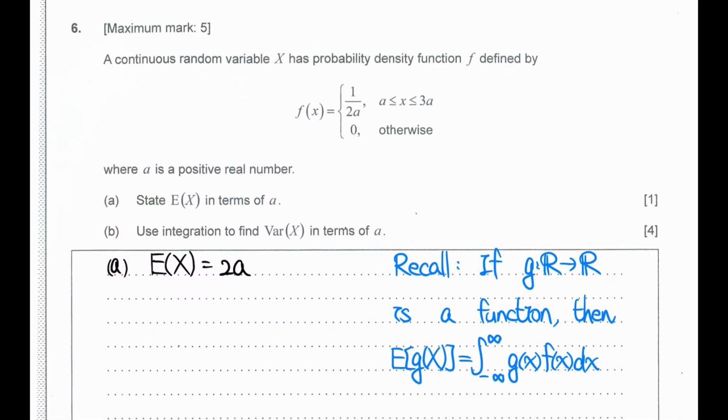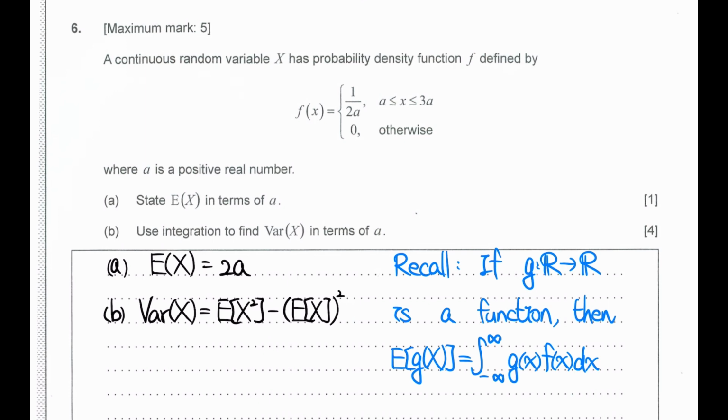In this video, let's solve part B of question 6. In this part, we want to use the integration to find the variance of x in terms of a. First, let's recall that the variance of x is equal to the expectation of x squared minus the square of the expectation. So, variance x is equal to the expectation of x squared minus the square of the expectation of x. The latter we have calculated in the previous part.